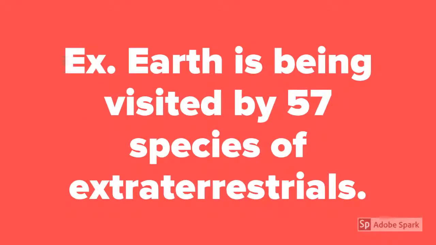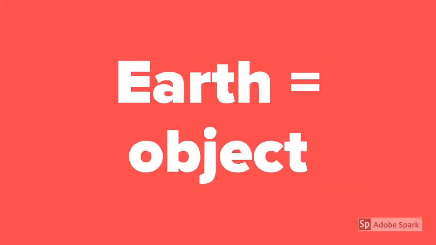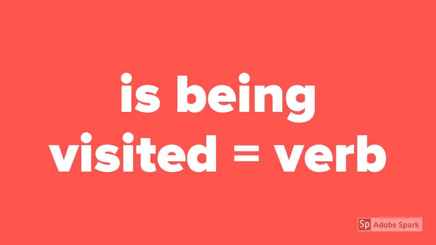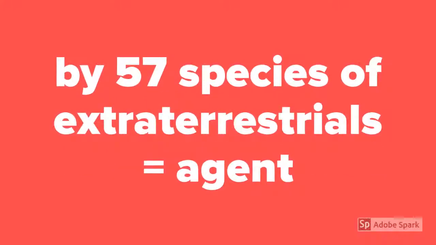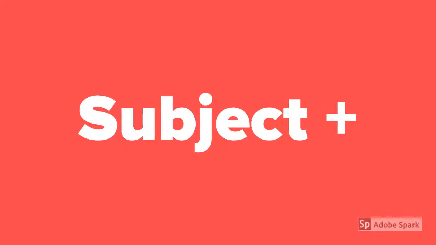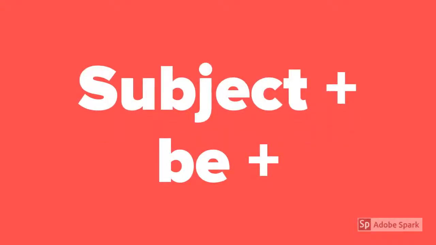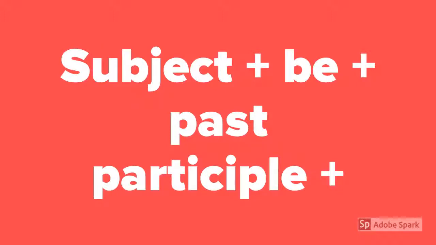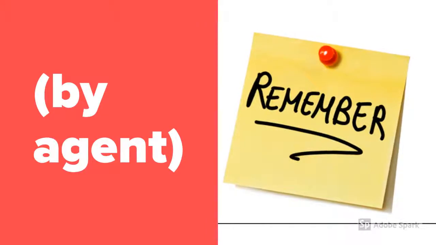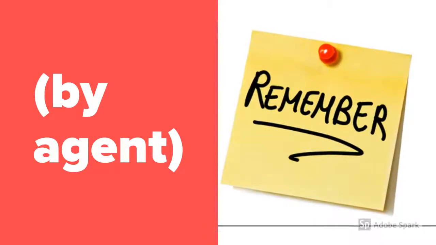For example, Earth is being visited by 57 species of extraterrestrials. Earth is the object found at the beginning. Is being visited is the verb. And by 57 species of extraterrestrials is the agent or the subject. The formula for the passive voice is then subject plus be plus past participle plus (by the agent). Remember, the agent is in parentheses because it's optional.